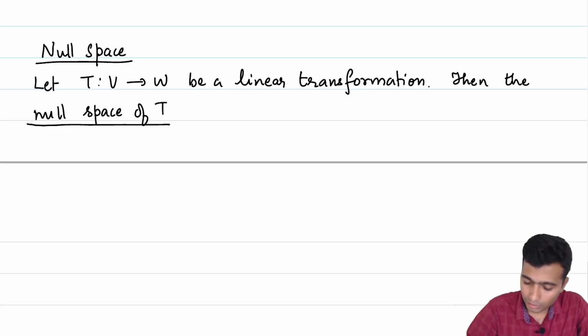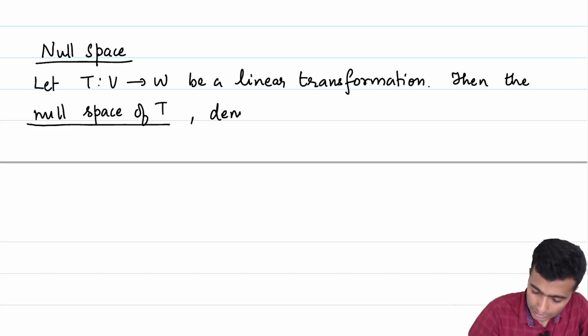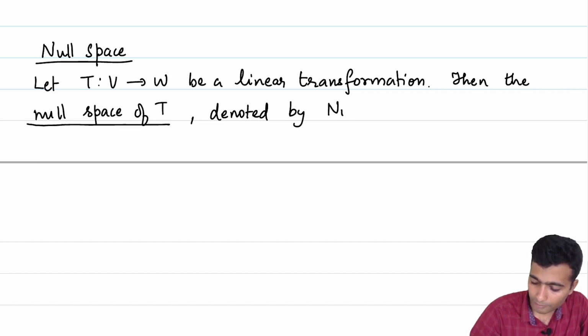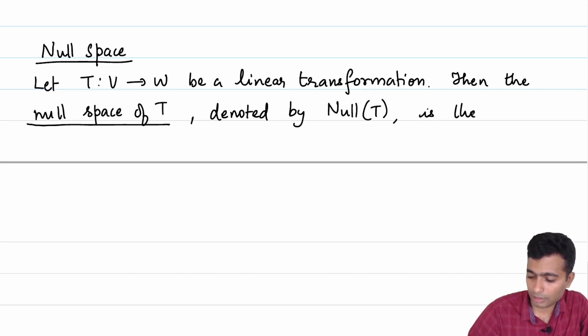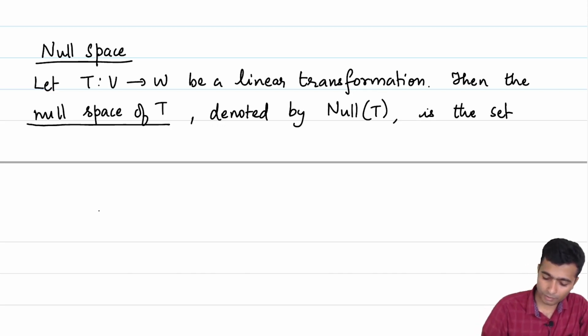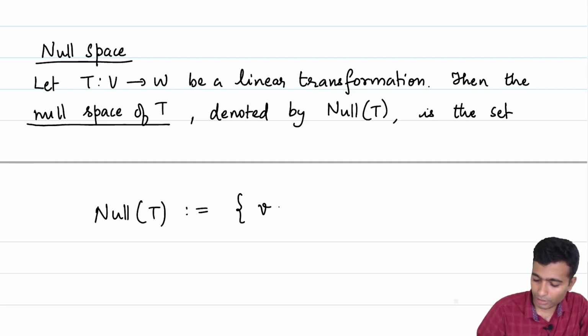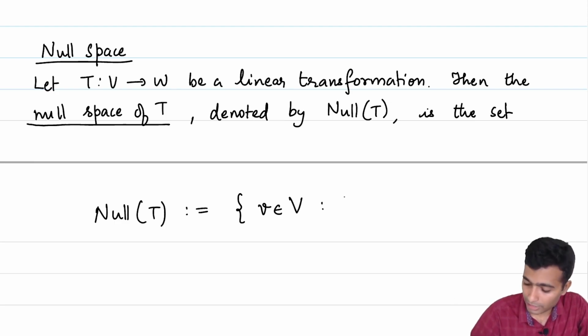Null space of T, denoted by null of T, is the set. So let's see what the set is. Null of T is defined to be the set of all v in capital V, so it's a subset of V in particular, such that Tv is equal to 0.